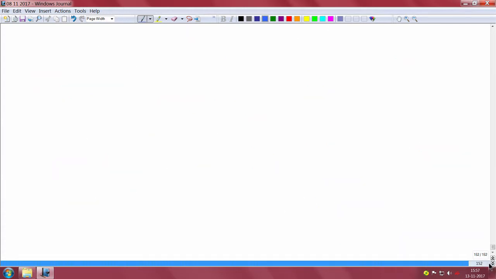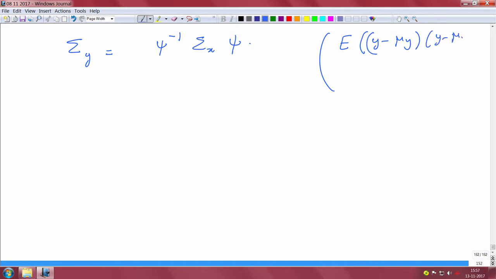Now sigma y is psi inverse sigma x times psi. This is not too difficult to solve, right? All you have to do is write it in terms of expectation of y minus mu y times y minus mu y transposed. These are vectors, right? And you use this solution that y minus mu y is psi inverse of x minus mu x.